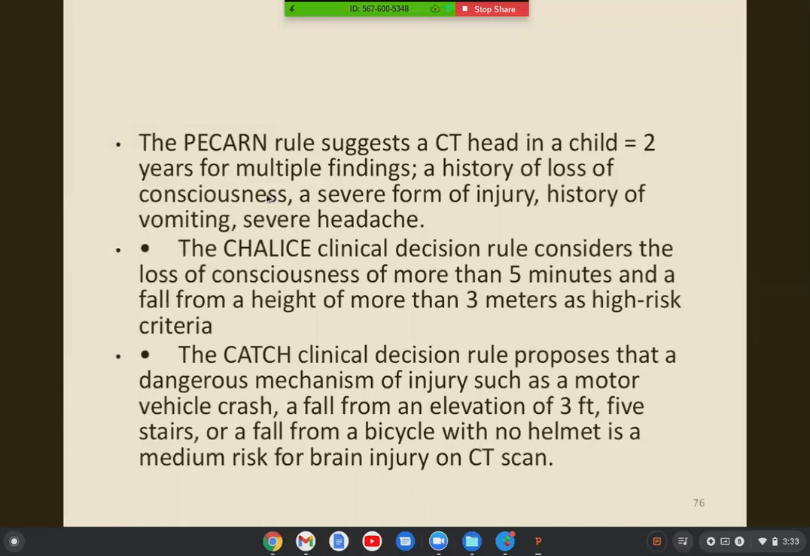Evaluate for consciousness, vomiting, headache, mechanism of injury. Then plan CT. As soon as a patient walks in with injury, go for CT? No.